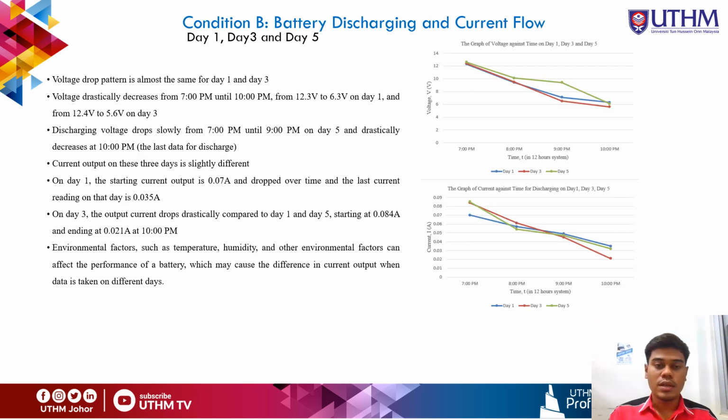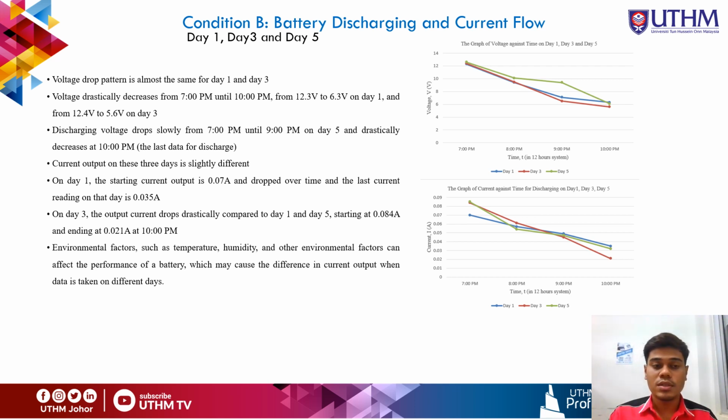So the next analysis is for condition B, which is the discharging state of the battery and the current flow. For day 1, day 3, and day 5, the discharging evaluation starts from 7 p.m. to 10 p.m. For day 2, day 4, and day 6, it starts from 7:30 p.m. to 10:30 p.m. For day 1, day 3, and day 5, the voltage drop pattern is almost the same for day 1 and day 3, as we can see on the graph.